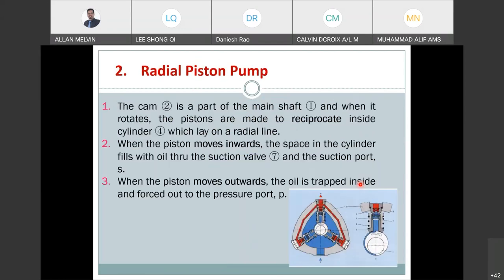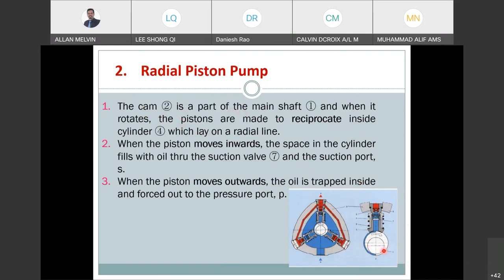Then we have a radial piston pump. Radial means in a rotation. The numbering is quite small, but you can just follow this numbering to check. So we have some numbers here. Cam 2, where is cam 2? Okay, so this is a cam. You have a cam here. It's a part of the main shaft.